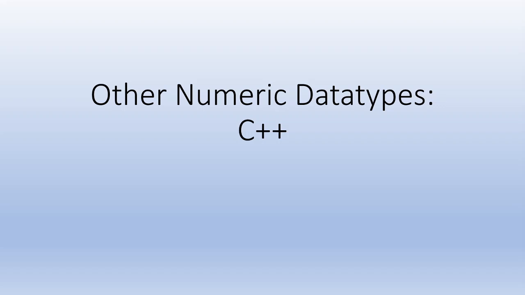Hi, and thanks for watching another instructional video for CSCI 1300. In this video, we will cover alternative numeric data types to the integer and the double, as well as how to use set precision when dealing with floating point values when displaying information back to the user in the terminal.